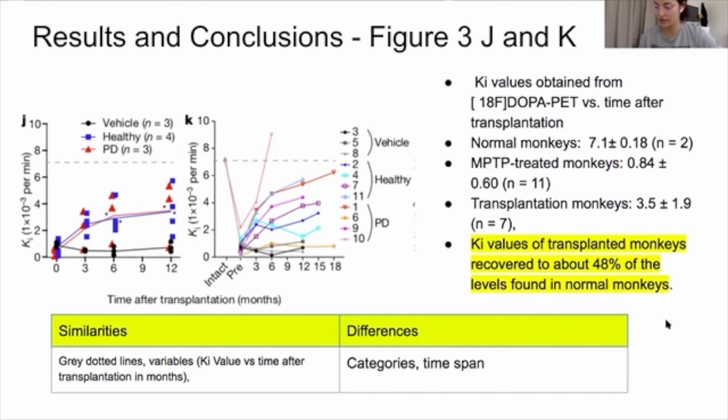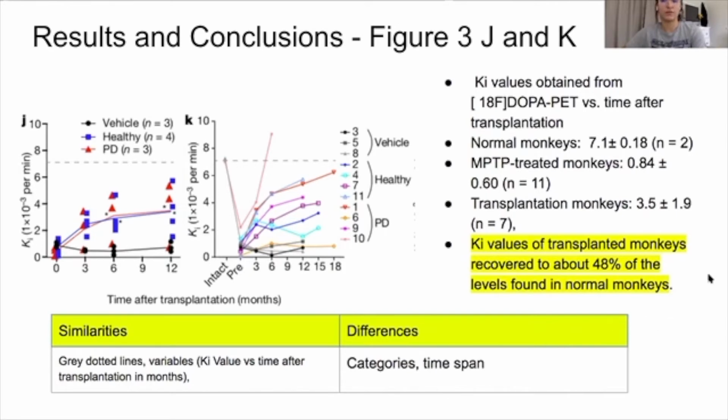These Ki values significantly correlated with the number of surviving TH-positive cells, which actually were grafted, and suggest that the survival of the DOPA neurons can be monitored through this test. F-DOPA is simply an indicator that suggests the survival of the neurons.